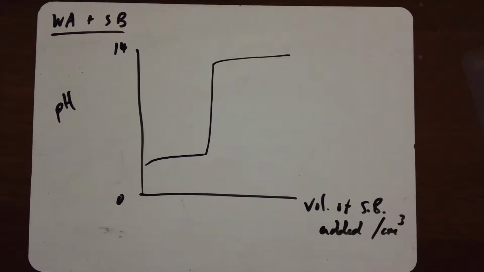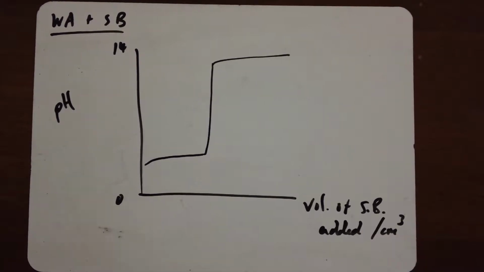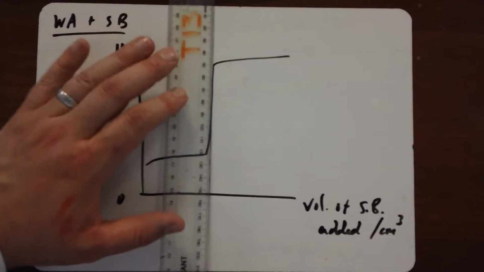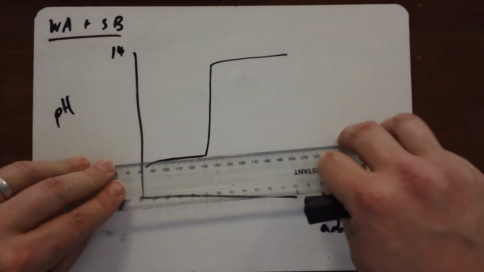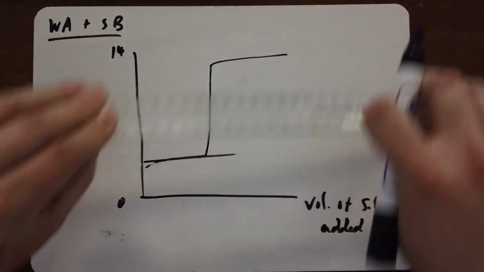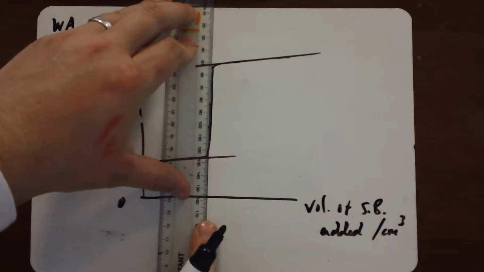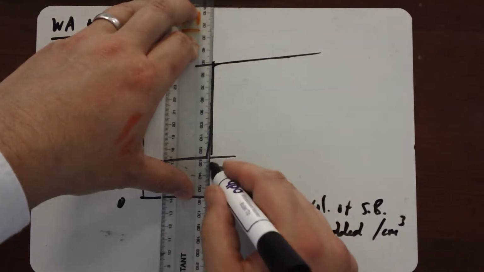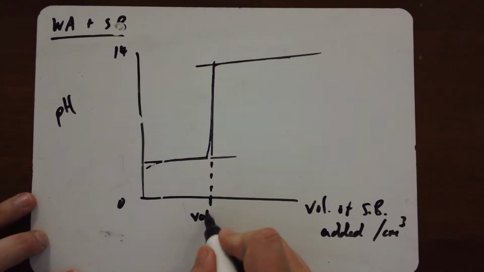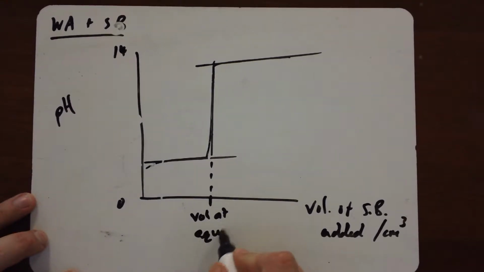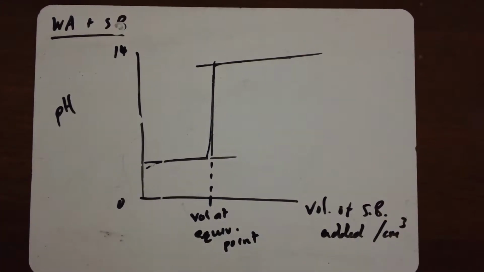So when titrating strong base into a weak acid, we see a pH curve like this one. Like we've done previously, we need to determine the equivalence point. So again, extrapolate forward, extrapolate back, vertical portion, and read down to this point here. So this is going to be our volume at the equivalence point. We can also call that the equivalence volume.